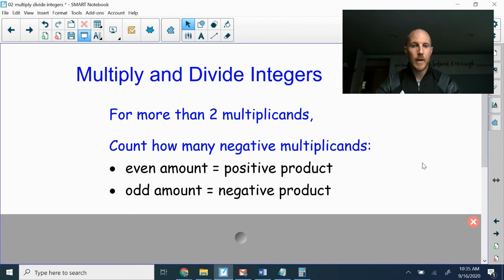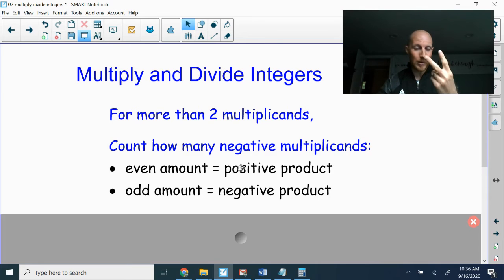We're going to count up how many negative multiplicands there are, how many negative numbers are in the string of numbers we're multiplying. Count up how many negative ones. If we end up with an even number of negatives, then that's going to give us a positive result. Really, that's saying the same thing that I said just a minute ago.